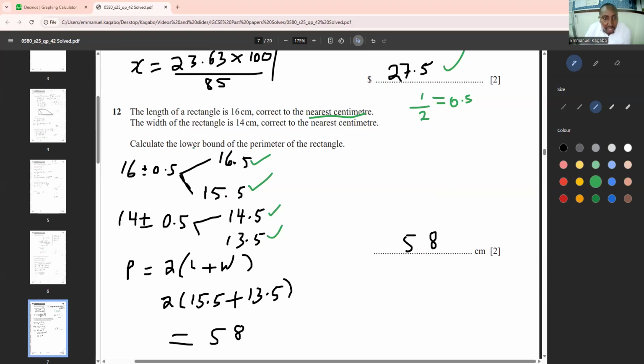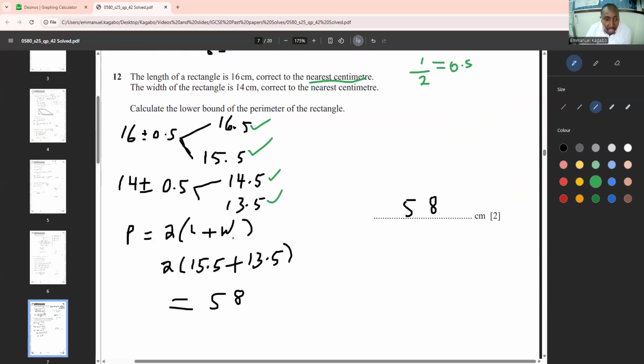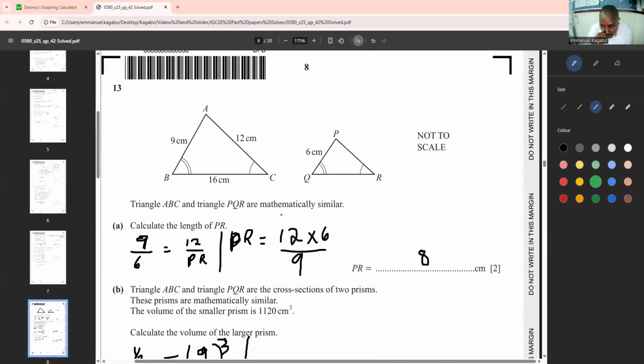Then they said calculate the lower bound of the perimeter. Okay, the perimeter of any shape is given by 2 brackets length plus width. So now it's upper bound. I have to use upper bound. They said lower bound, guys. Lower bound, my bad. They said lower bound. Okay. So if it's lower bound, it will be this one plus this times 2, and then it gives you that. Okay. Very good. Now, similarity question.